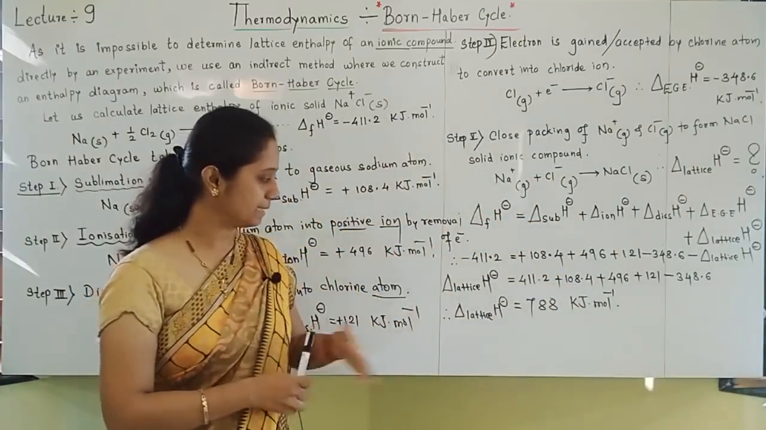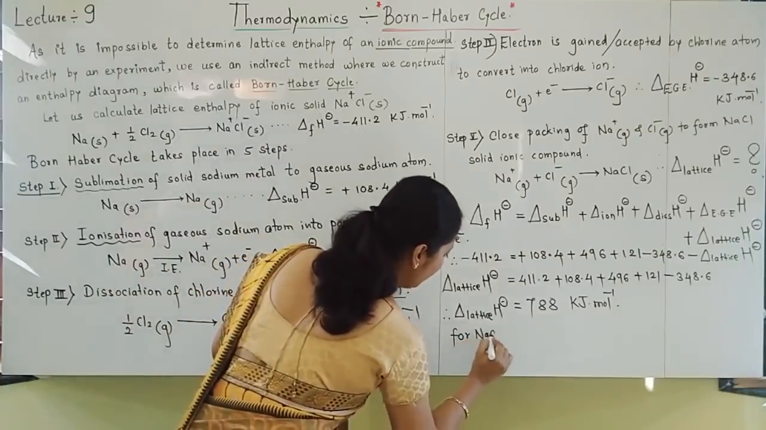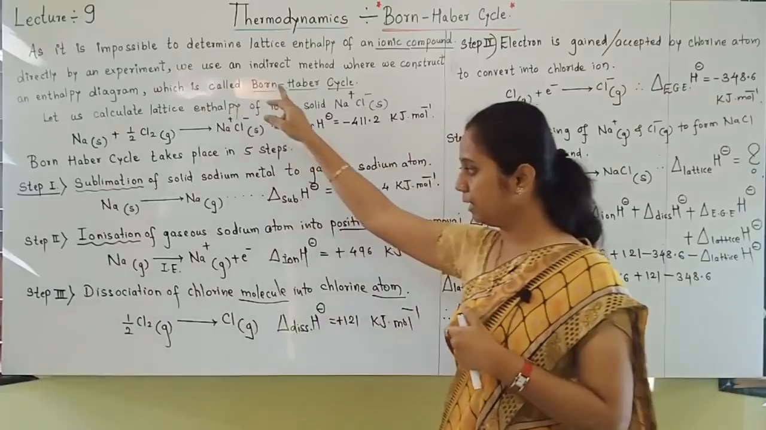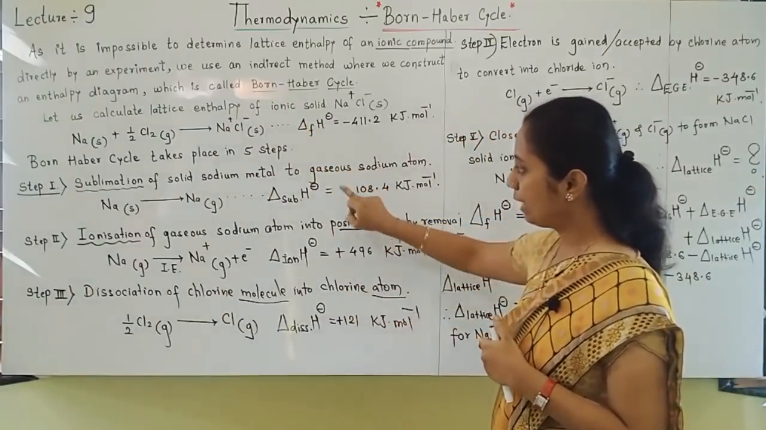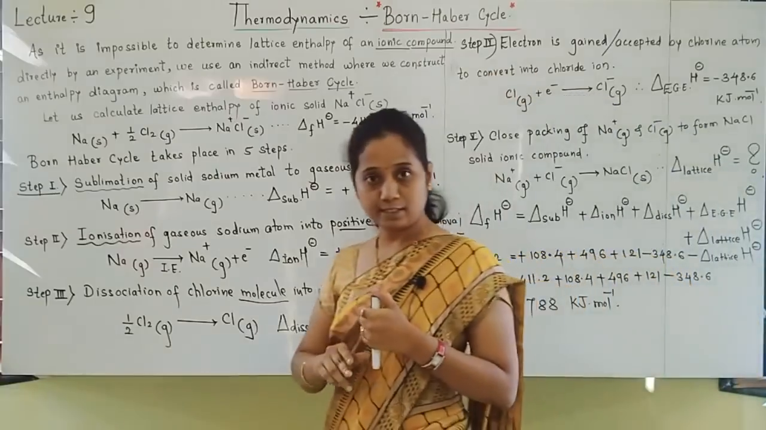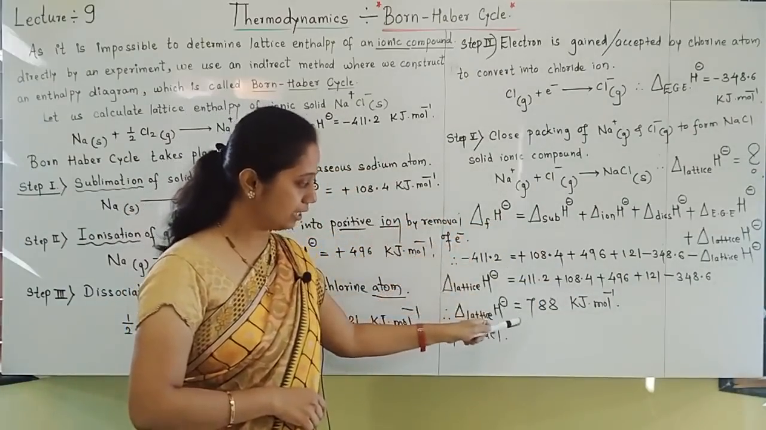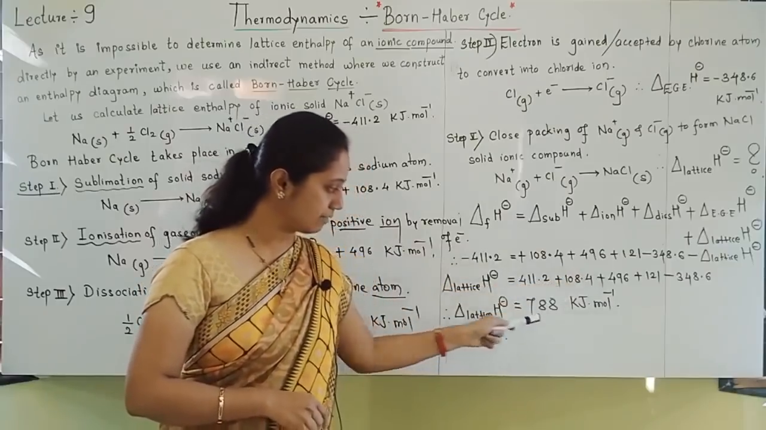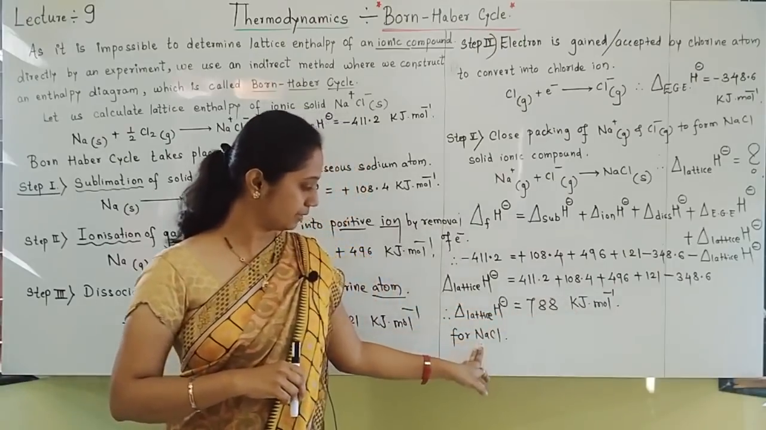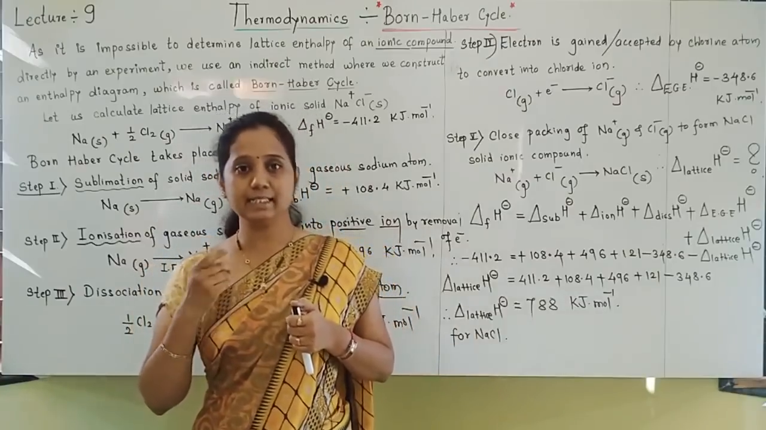788 kilojoule per mole. This much is lattice enthalpy. Whose lattice enthalpy? For ionic compound NaCl. Like this you should calculate. So student, in Born-Haber cycle you should remember how to write these 5 steps, values involved in 5 steps, and then apply Hess law. Born-Haber cycle is based on Hess law. Write the values correctly, and if you do calculations you will get the exact value, positive value 788 kilojoule per mole. So this is how lattice enthalpy of ionic solid NaCl is calculated.